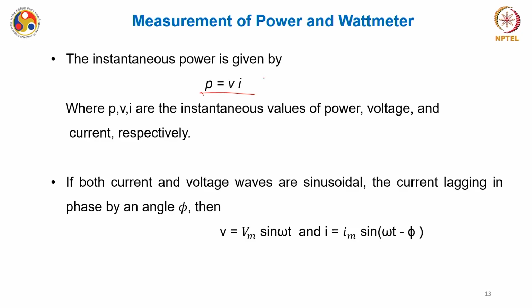Again, there are some other problems also. For example, if I talk about instantaneous power, it can simply be given as power equal to voltage into current. Let me call this equation 7. The power P, V and I are all instantaneous values. So this instantaneous power is equal to the instantaneous value of voltage multiplied by the instantaneous value of current at a particular time, say t equal to t1, for example.